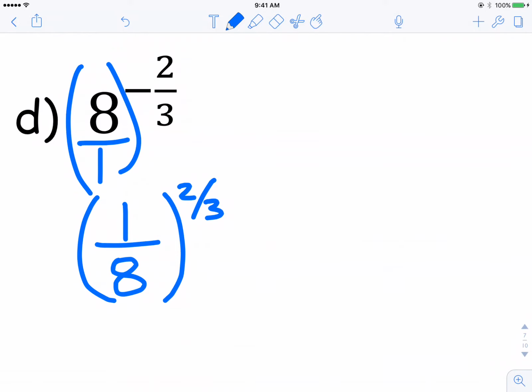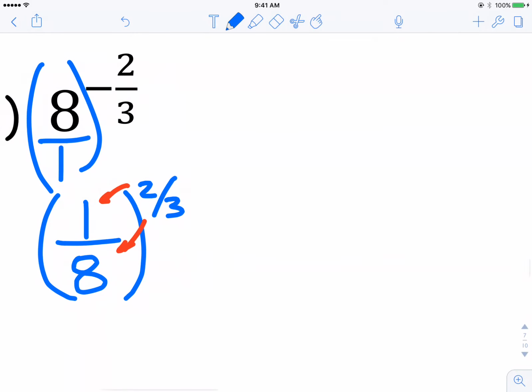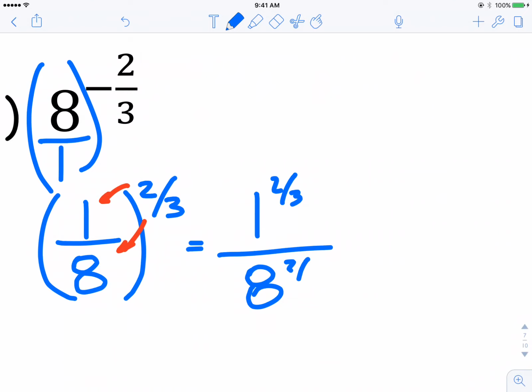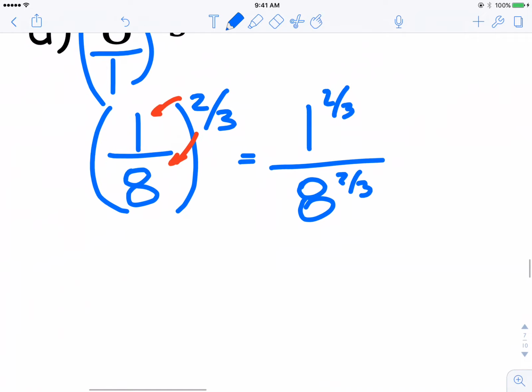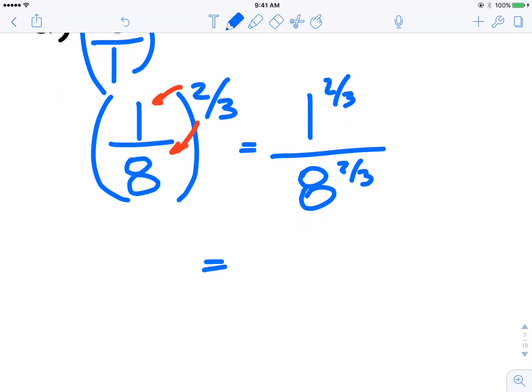So now I flipped it. And then that exponent in this case, which is actually 2/3, gets applied to both the top and the bottom. So this is 1 to the power of 2/3 over 8 to the power of 2/3. 1 to the power of 2/3, and 1 to any power is just going to be 1. So this is just going to equal 1 over 8 to the power of 2/3.